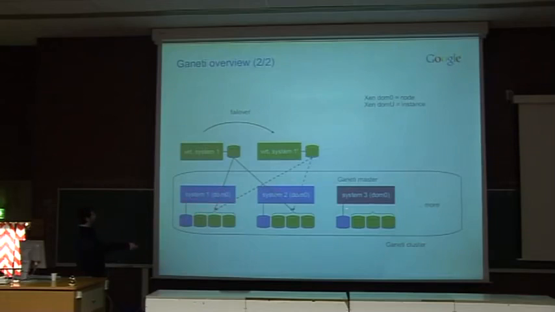These are the physical nodes, the DOM0 in Xen terminology, and then we have the virtual systems. This is one virtual system. It has a virtual disk, which is actually a DRBD device between system 1 and system 2. So what you can do after this is migrate the system between system 1 and system 2.